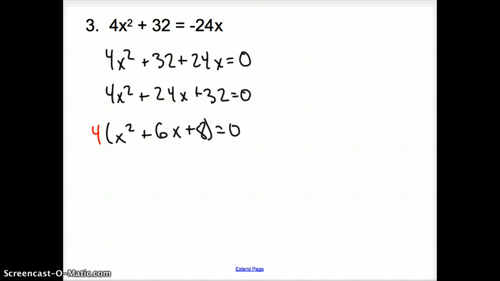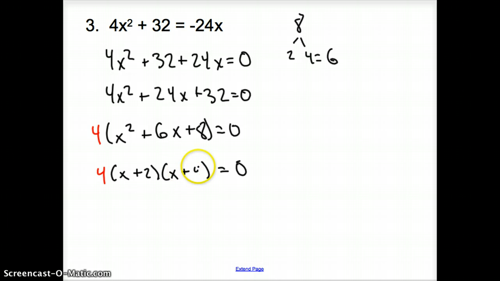So I'm going to bring down that 4 first so I don't forget about it. 4, and then I'm going to make some parentheses and put an x inside of them, an x inside that one. That equals 0. Well, what are factors of 8 that add up to 6? Well, my favorite factors of 8 are 2 and 4. That adds up to 6, so we found them. So it's plus 2 and plus 4.